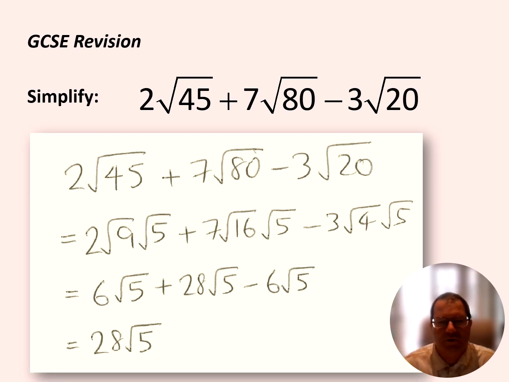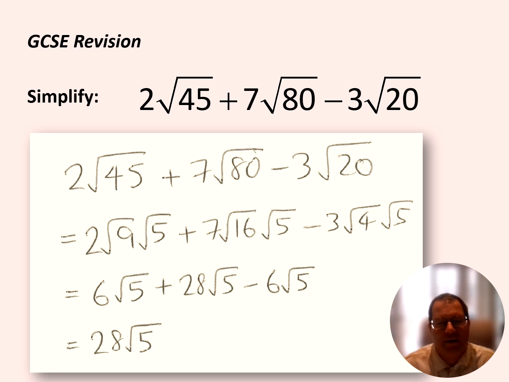You might have been asked to simplify two or more surds added together, in which case they would have had the same surds at the end, so that you could then collect them together. So for example, root 45 is the same as root 9 root 5, root 80 is root 16 root 5, and root 20 is root 4 root 5, so all of those contain root 5 as well as a square number.